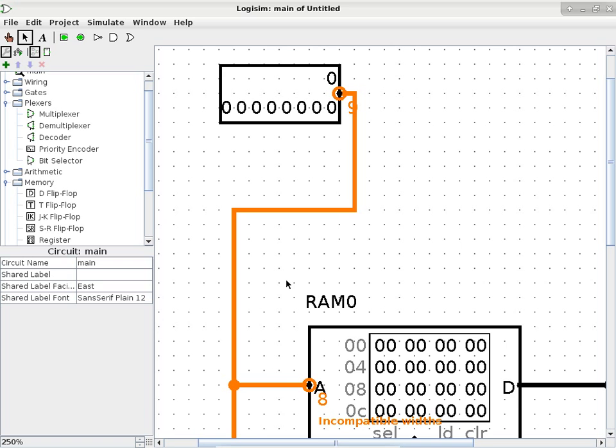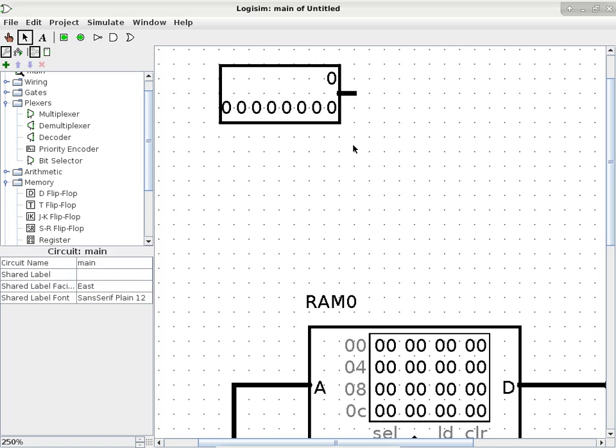Okay? Orange wire, clearly indicating incompatible with. This is 9, that is 8. Okay? So it's not working. Well, okay, if it's not working, that means we really do need a memory management module to help us get this to work. So what are we going to do?